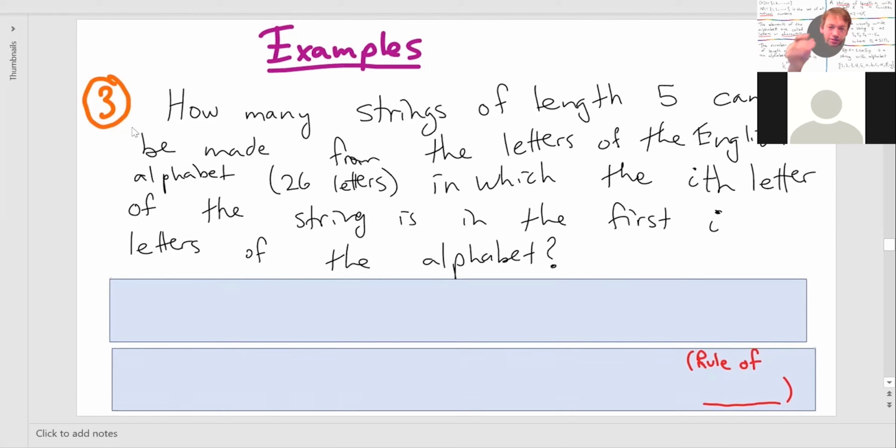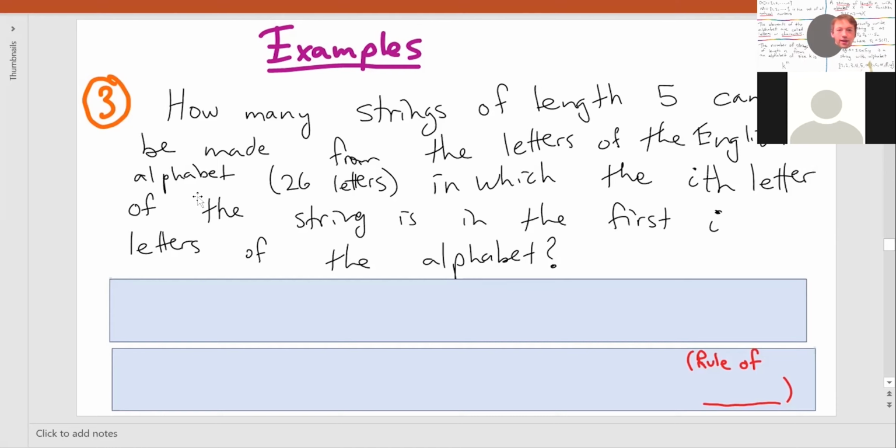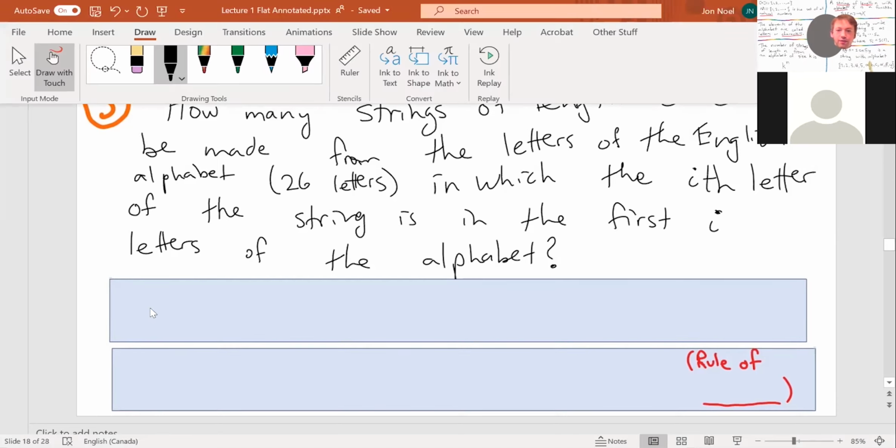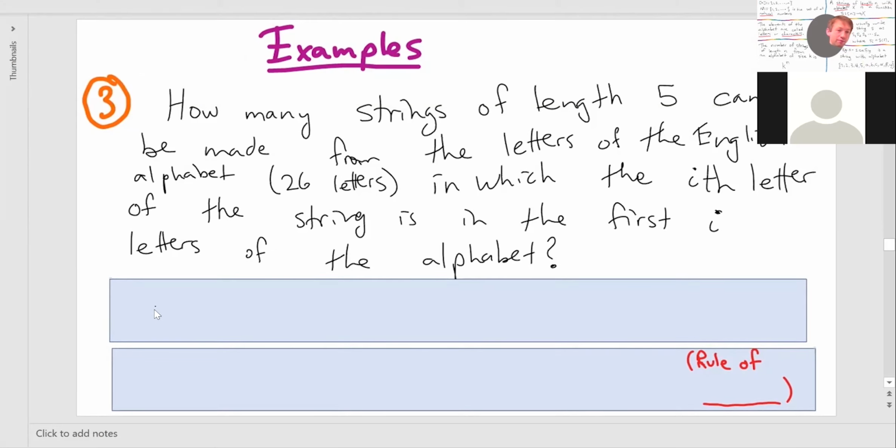Okay, this is a little bit trickier one. How many strings of length 5 can you make where the ith letter is in the first i letters of the alphabet? Sorry that the writing here is a bit ugly. And again, it's just rule of product. How many ways can I choose the first letter? Well, it has to be in the first 1 letters of the alphabet, so it has to be A. So I've got one way to choose the first letter. It has to be A.